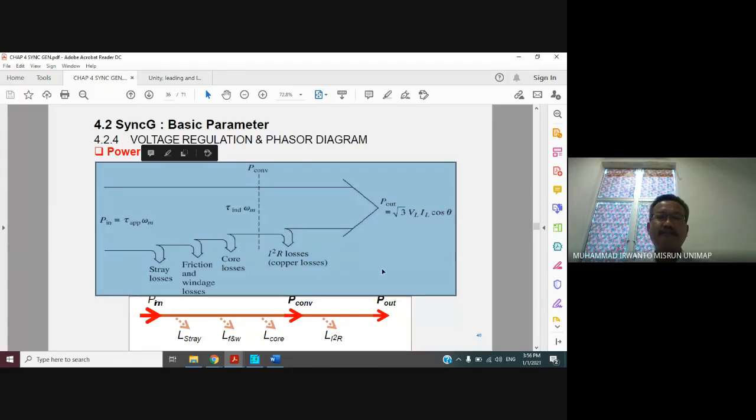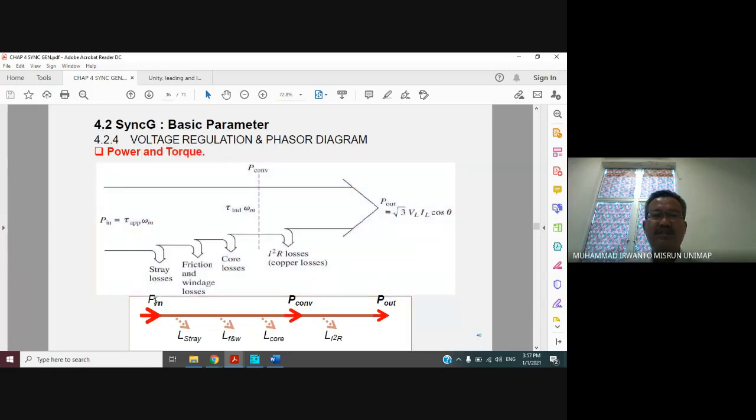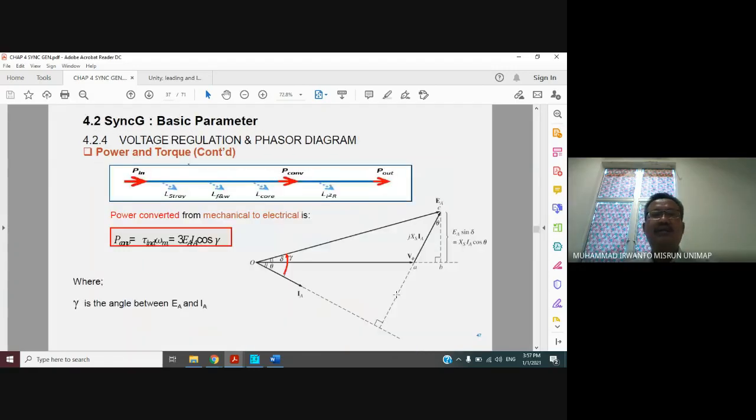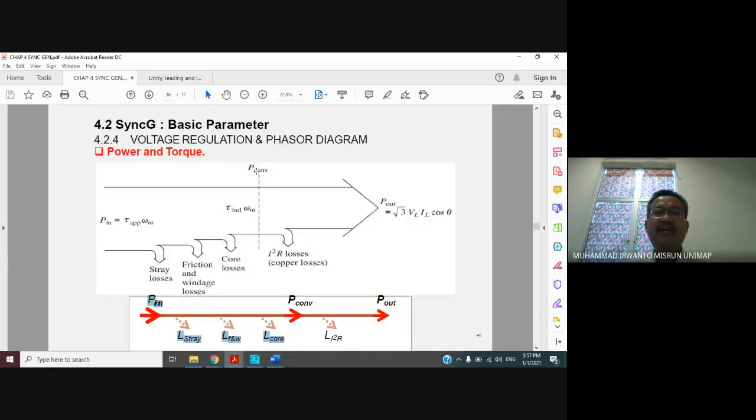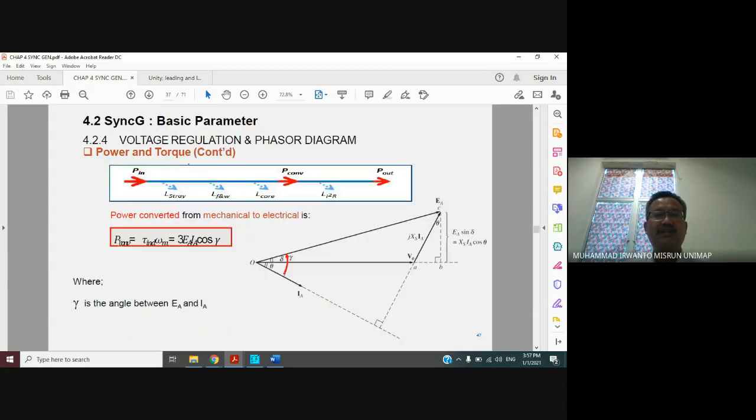Now, same for this one. And then here we have the compact power. The compact power here is given by this formulation. Compact power is equal to induced torque multiplied by mechanical speed, which is equal to 3 EA IA cos gamma. Gamma is the angle that forms between armature current and internal generated voltage.